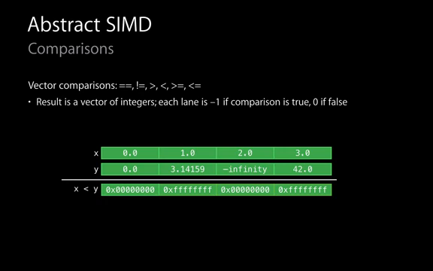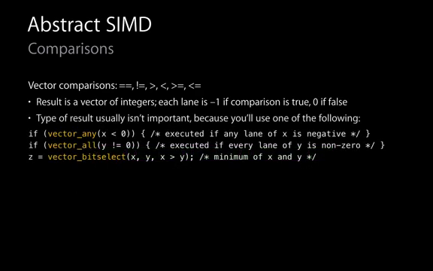Now, I just went through this, but it's going to turn out that this doesn't matter a lot to you most of the time, because almost always when you do a comparison, you're going to consume the result of that comparison with one of 3 operations: vector any, vector all, and vector bit select. Vector any is true if the comparison is true in any lane of the vector. Vector all is true if it's true in every lane of the vector. And bit select lets you select between the elements of two vectors based on some result of a comparison. So most of the time, these give you the functionality that you really want from comparisons anyway. You don't need to worry about the nitty-gritty details of what the type of the result is.